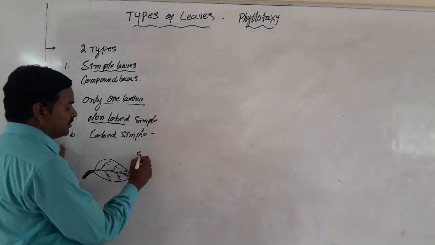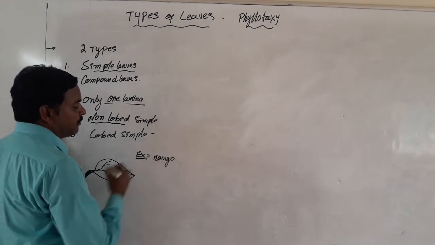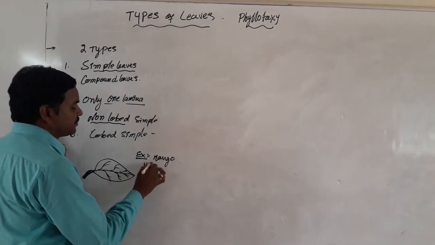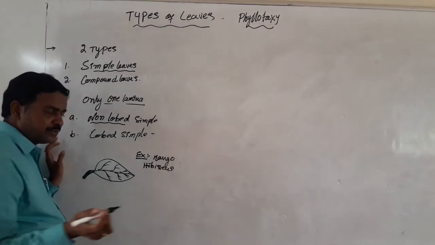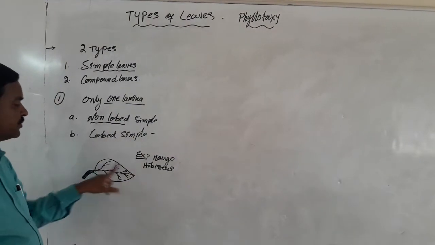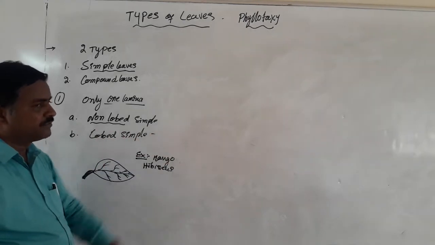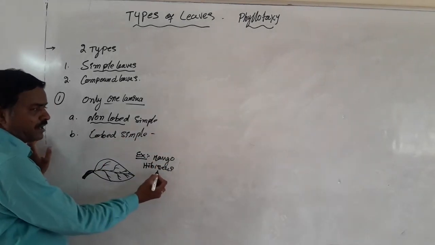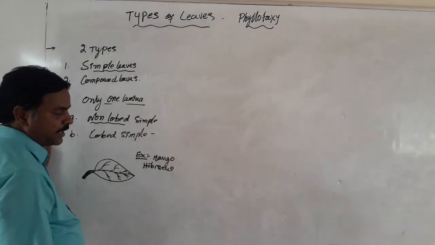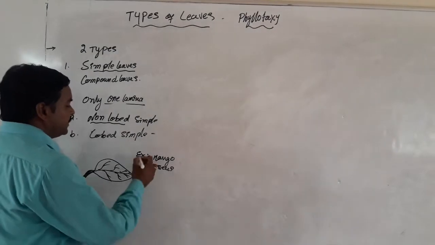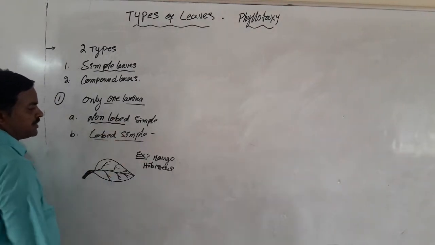The best examples for this non-lobed simple leaf are mango leaf and hibiscus. Mango, hibiscus, and many other leaves are types of non-lobed simple leaves. No incisions means no lobes, so this is a non-lobed simple leaf. Example: Mangifera indica, mango, and Hibiscus rosa-sinensis, China rose. Okay, shoe flower or China rose. This is simple non-lobed.